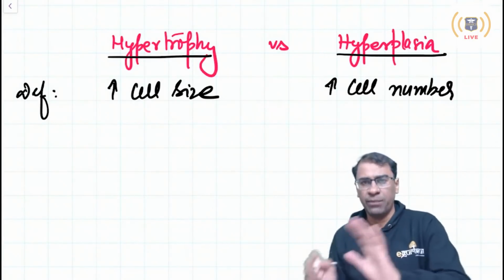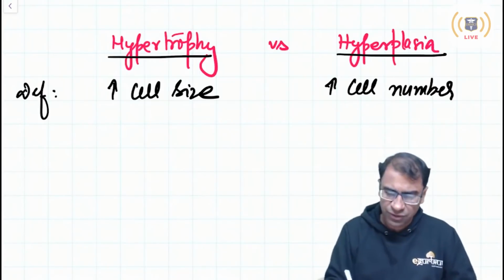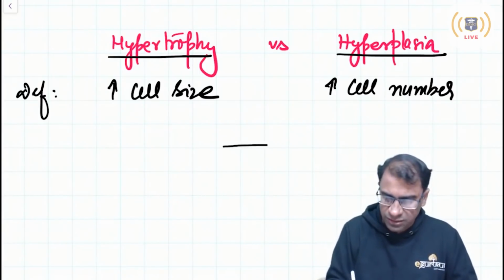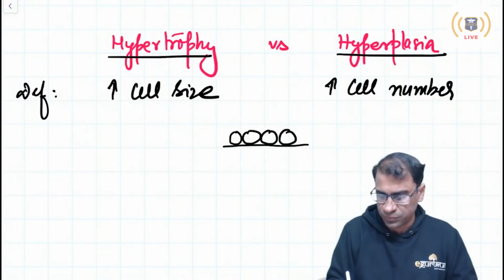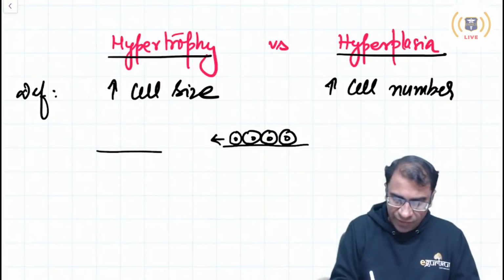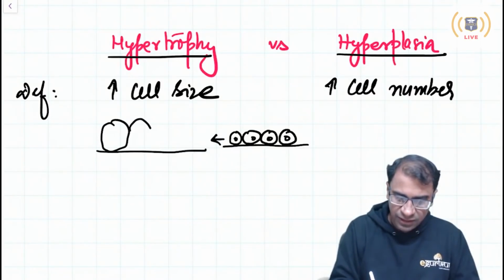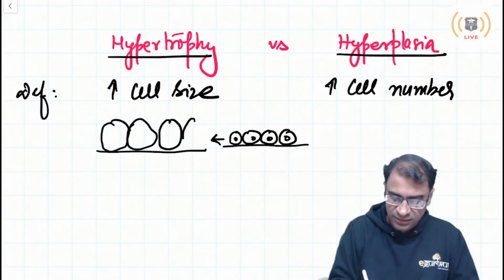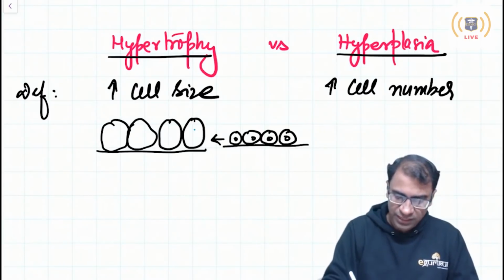Okay, increase in the cell number. So in the simplest way, let's assume this is a patient's brain, and I'm drawing here four normal cells like this. Okay, these are four normal cells with the nucleus. So in hypertrophy, what will happen? The arrangement will be the same, the cell size will increase, and so will the nuclear size like this. The nuclear size will also increase like this. This is called hypertrophy.